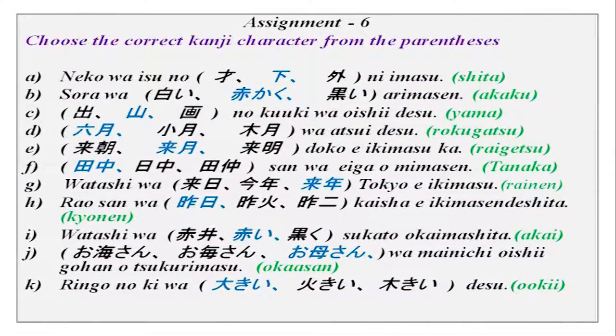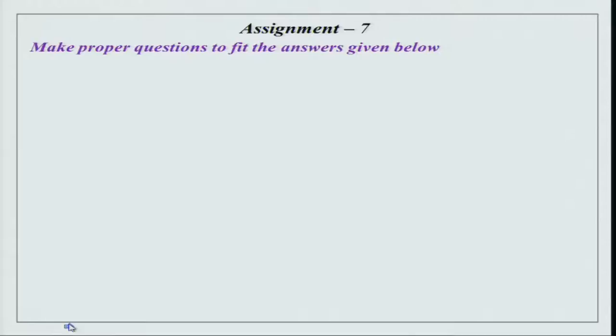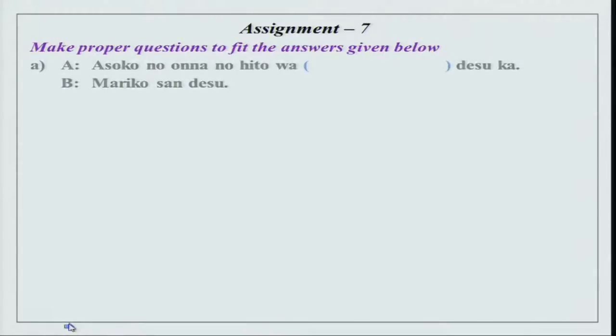Now, choose the correct kanji characters from the brackets below. So, well, you have all the correct kanjis listed in blue. You can check your kanjis and go through it. Now, we have this exercise where there is a small conversation between A and B and you see the answer first and then make the question, because you need to put a question word over here. So I will read it out to you one at a time and we will see what it is.